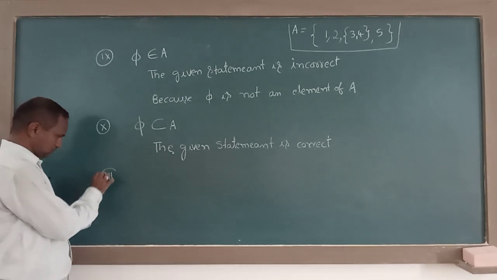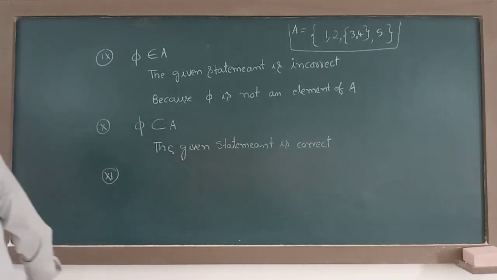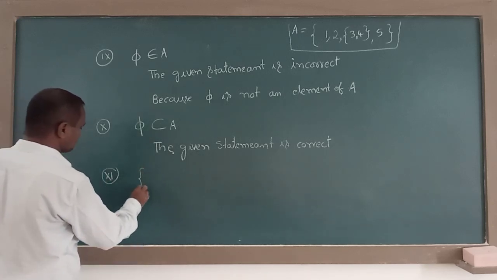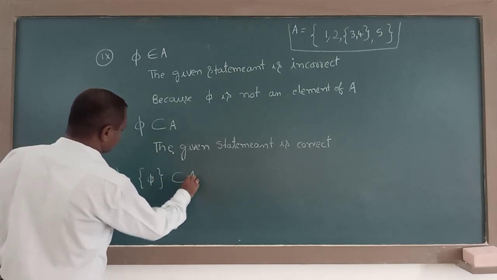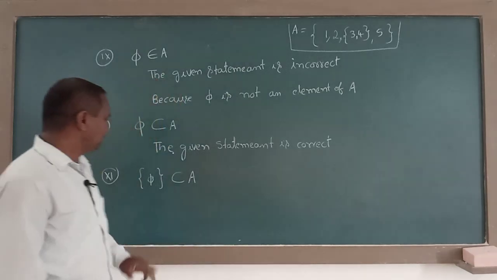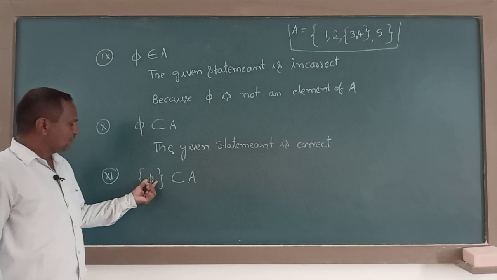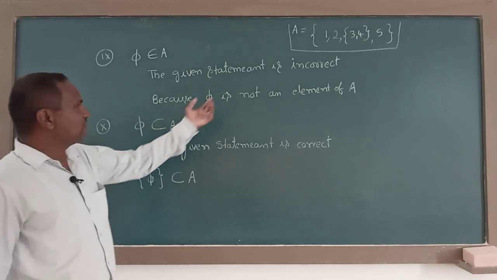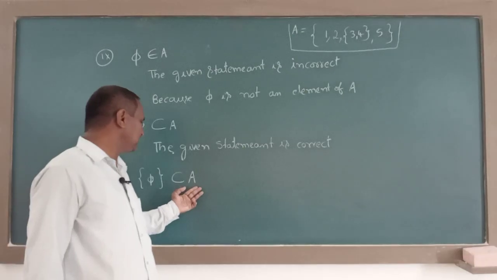11th question. Set of the elements. 5 is subset to A. Without bracket, it is correct. 5 is not an element of set A.